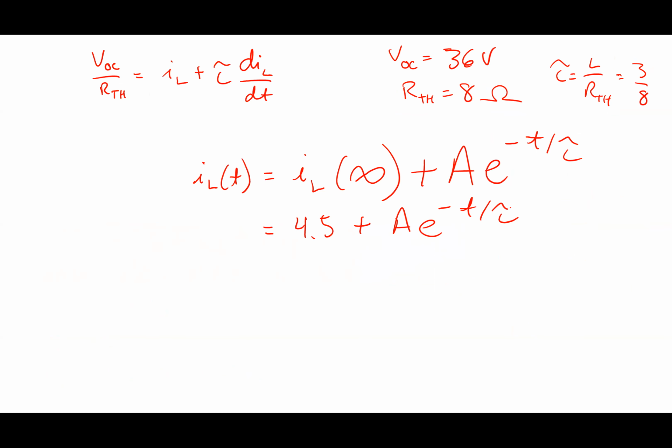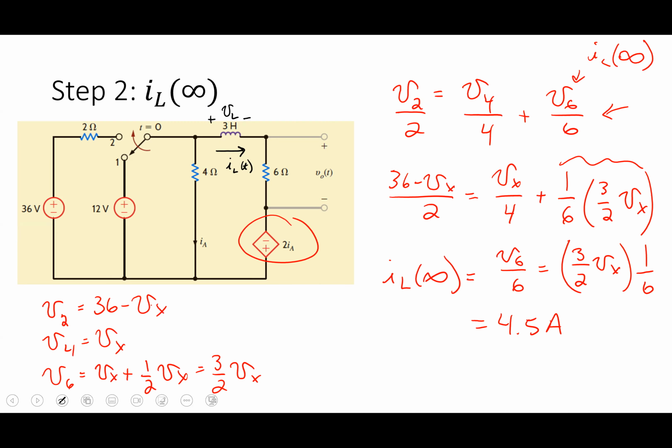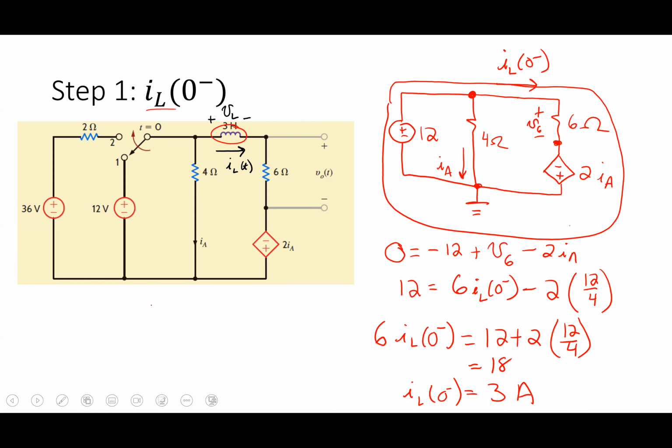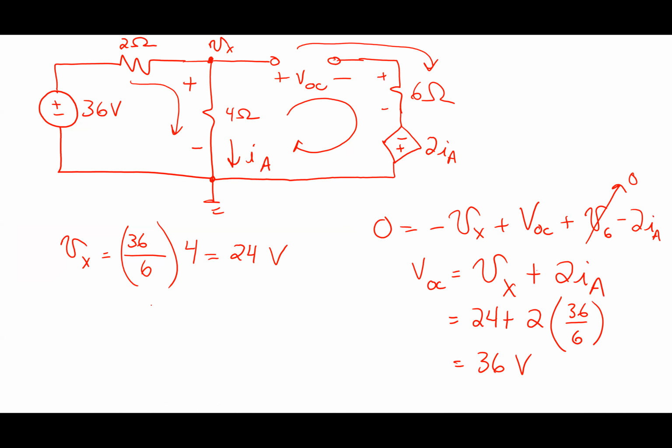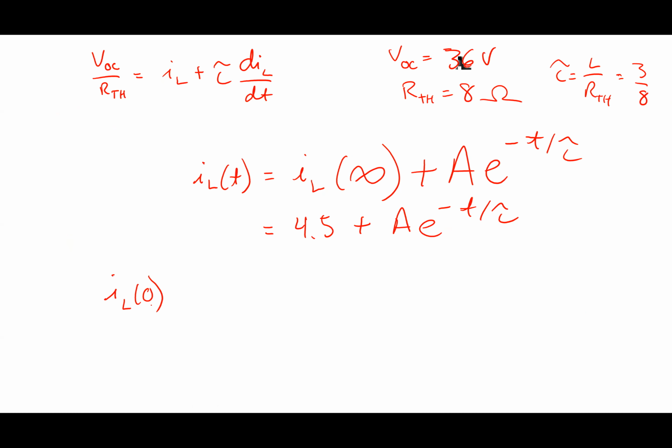I know everything there except one thing, don't I? What do I not know? A. So I put in IL of 0, which we solved for a long time ago. IL of 0 was 3 amps. So 3 amps equals 4.5 plus A times e to the 0, which is 1. Now I can solve for A. It's going to be minus 1.5. And we're done. Finally.